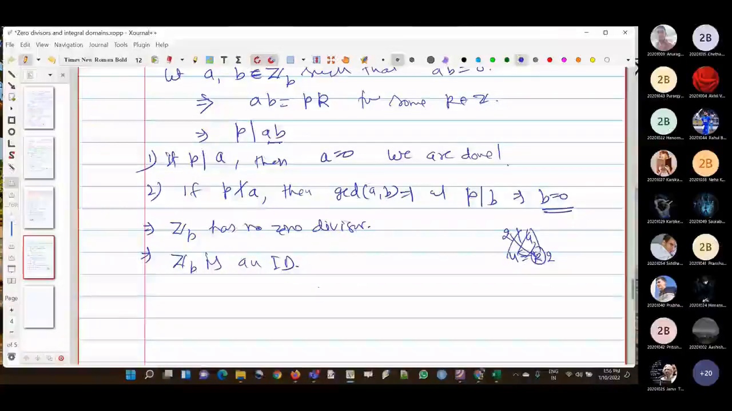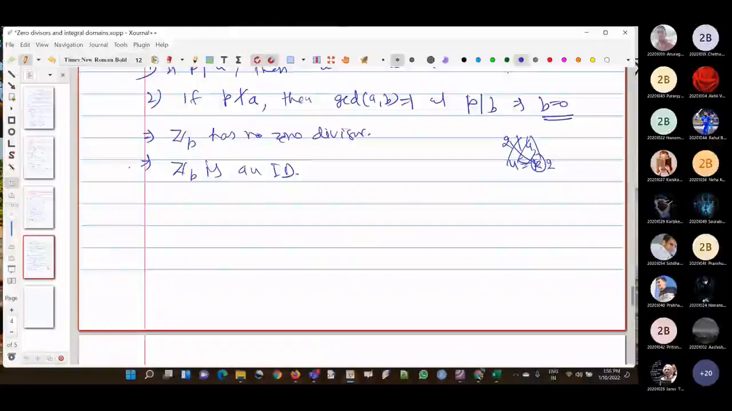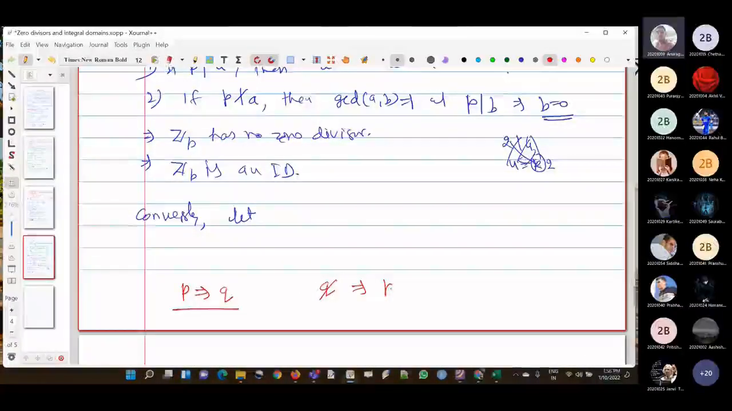So the converse part we need to take now. Conversely, I will prove it in the contrapositive way. You know the contrapositive way? The contrapositive of P implies Q is not Q implies not P. All right. So this you should note.